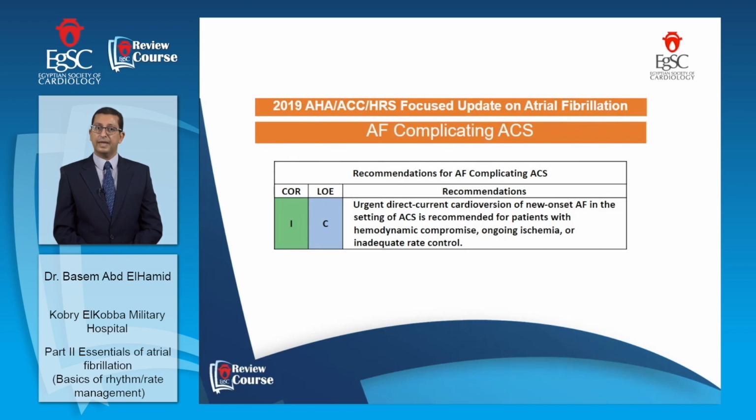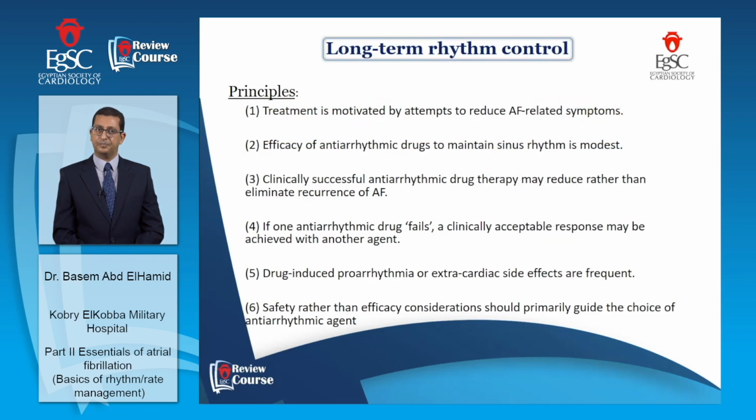What about in case of acute coronary syndrome? Urgent direct current cardioversion of new-onset AF in the setting of acute coronary syndrome is recommended for patients with hemodynamic compromise, ongoing ischemia, or inadequate heart rate control.